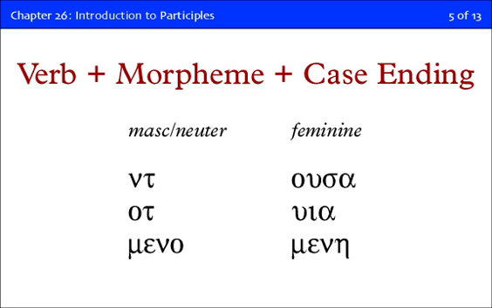Do you see what's nice about all the feminine participles? There's something consistent as you go down that column. They're all first declension. All feminine participles are first declension. Makes them really easy. You have the verb, you have the participle morpheme, and then what are you going to stick on the end? Case endings. Participles have to agree with the word they're modifying in case, number, and gender. The main way to do that in Greek is with endings, just like you have with adjectives.